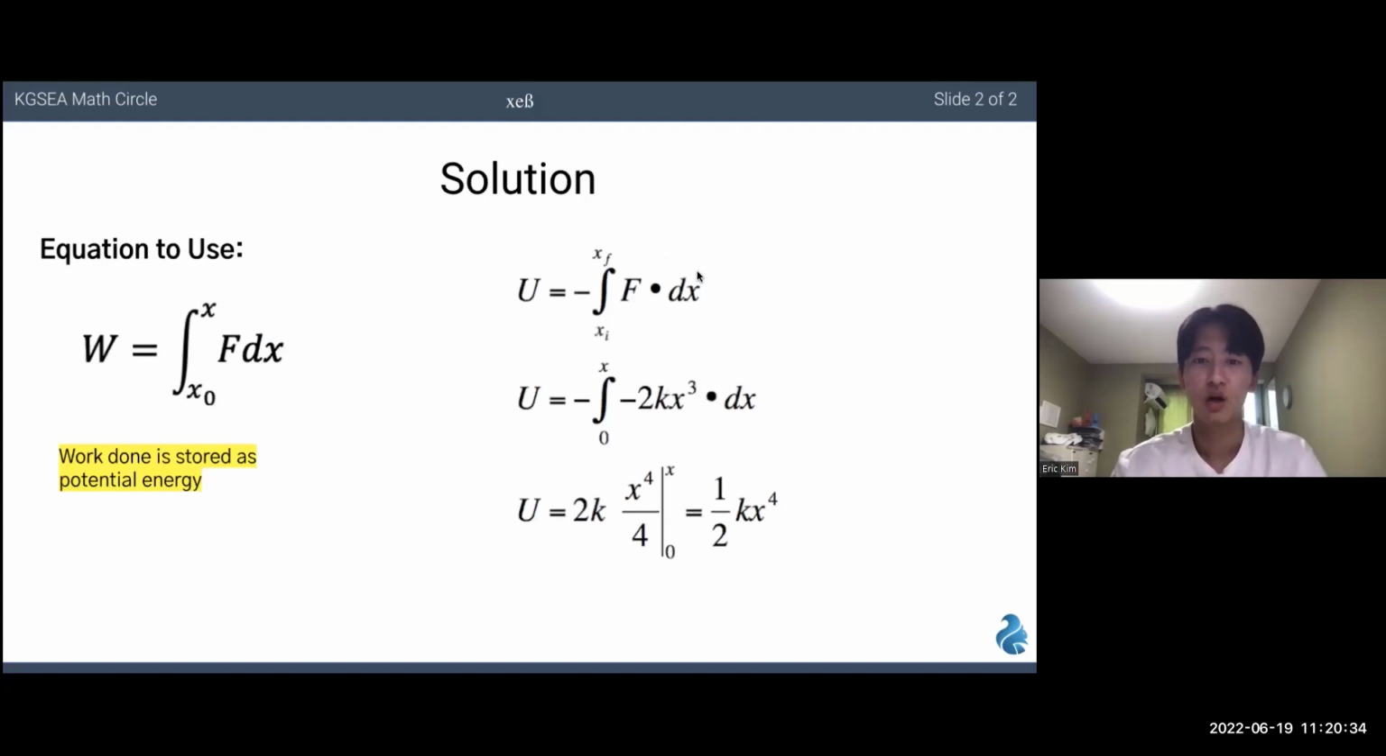So the answer to this problem is A. The key to solving this problem is knowing that work done is stored as potential energy. Knowing this, we can integrate the force function with respect to distance and get the final answer of 1/2 kx to the power of 4.